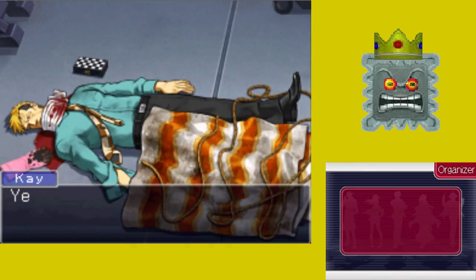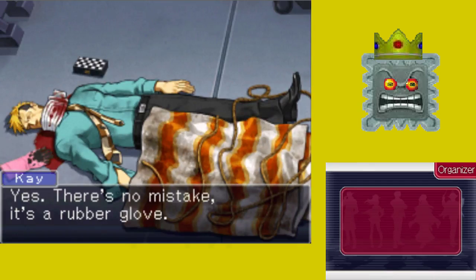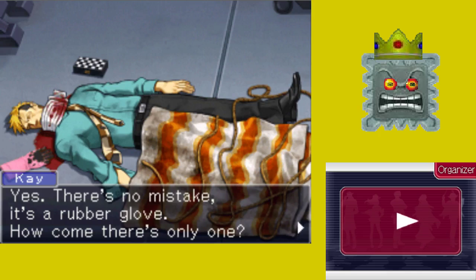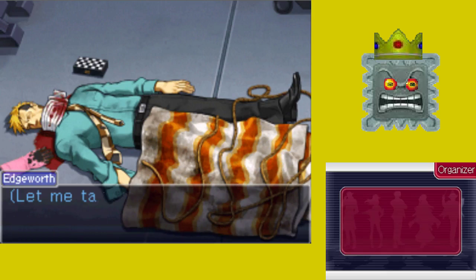This is a rubber glove. Yes, there's no mistake. It's a rubber glove. How come there's only one? And then just Edgeworth, he's imagining some sort of prison prostate exam, just some prison porno. Let me take a closer look. It's covered in mud, up to the wrist. Maybe someone was playing with mud in the prison. I want to get in the action too. Do it on your own time when we're not investigating a case.